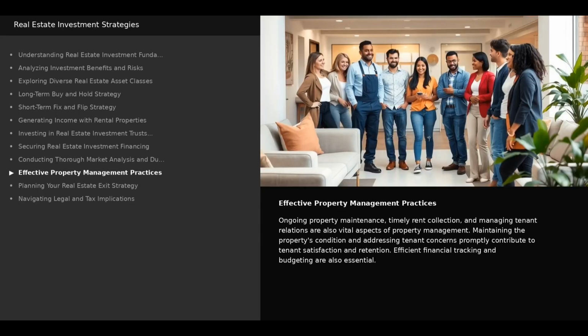Ongoing property maintenance, timely rent collection, and managing tenant relations are also vital aspects of property management. Maintaining the property's condition and addressing tenant concerns promptly contribute to tenant satisfaction and retention. Efficient financial tracking and budgeting are also essential.